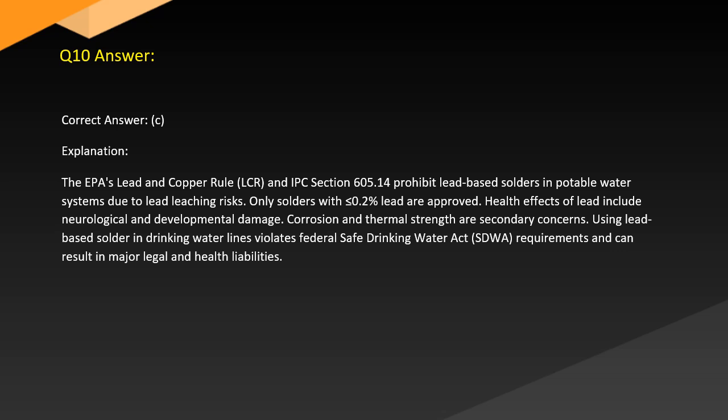Answer. Correct answer: C. Explanation. The EPA's Lead and Copper Rule (LCR) and IPC section 605.14 prohibit lead-based solders in potable water systems due to lead leaching risks. Only solders with less than or equal to 0.2% lead are approved. Health effects of lead include neurological and developmental damage. Corrosion and thermal strength are secondary concerns. Using lead-based solder in drinking water lines violates Federal Safe Drinking Water Act (SDWA) requirements and can result in major legal and health liabilities.